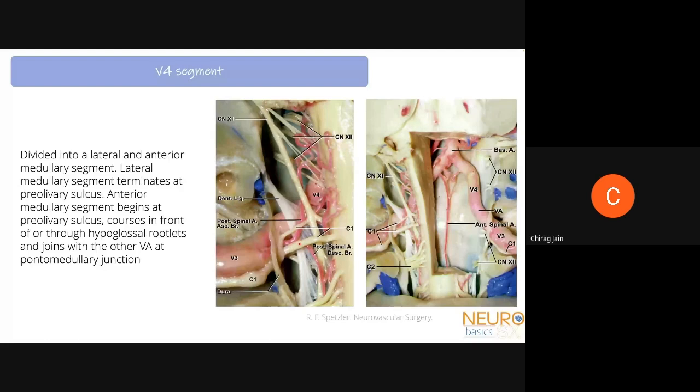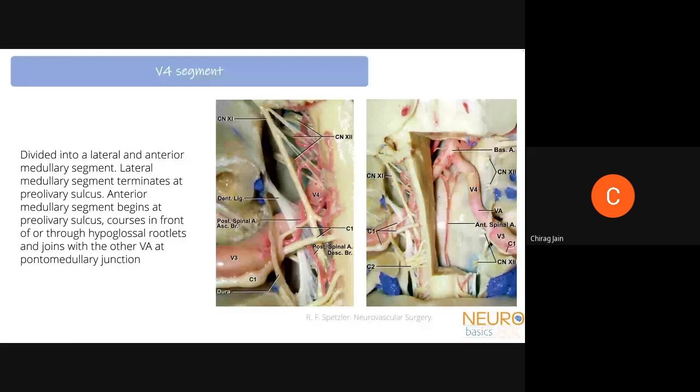The V4 segment is also divided into a lateral and an anterior medullary segment. This is based on the pre-olivary sulcus. So the part of the vertebral artery which is lateral to the pre-olivary sulcus is going to be the lateral medullary segment, and the part which is medial to the pre-olivary sulcus will be the medial medullary segment. The vertebral artery will join with its opposite side at the pontomedullary junction and form the basilar artery.